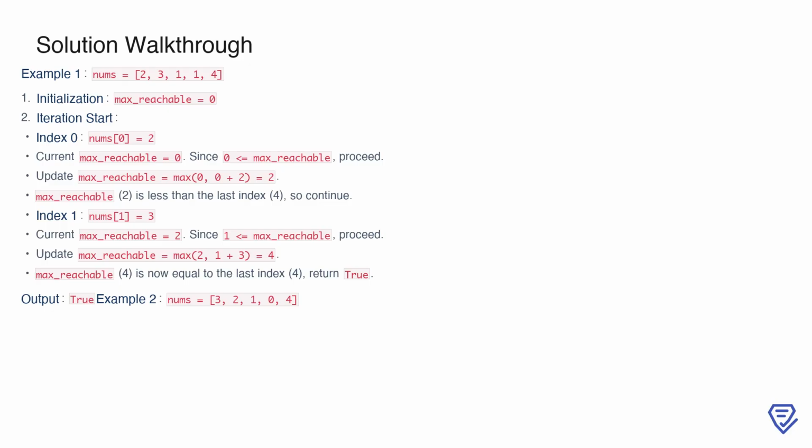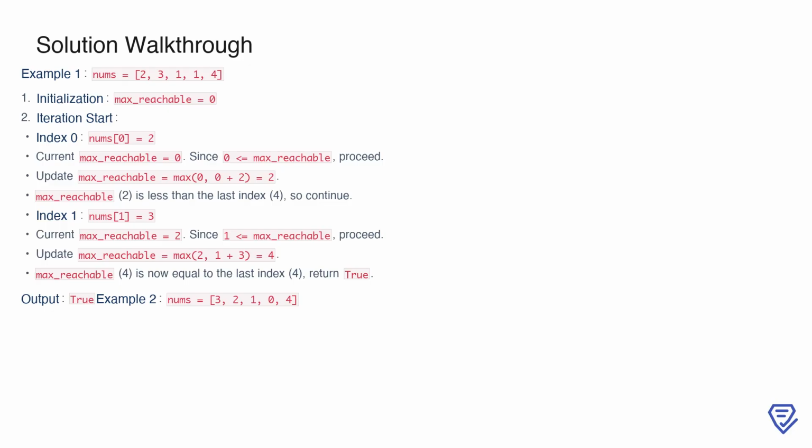Next, at index 1, nums[1] is 3. Again, this index is within the max_reachable range, so we proceed. We update max_reachable to the maximum of its current value, which is 2, and the sum of the current index plus nums[1], which gives 4.